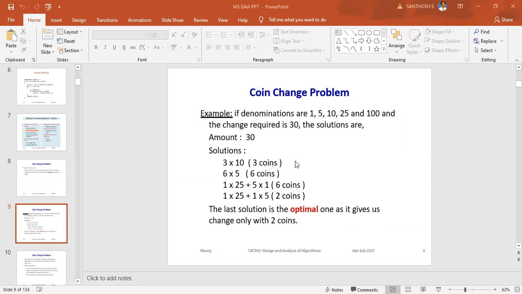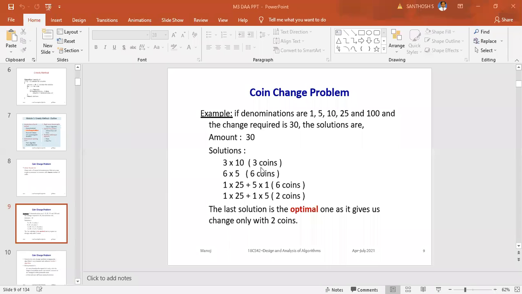So subset 1 is 3 coins, subset 2 is 6 coins, subset 3 is 6 coins, or you can also go with one 5 rupee coin and one 25 rupee coin. How many coins are you going to use? 25 rupees, 1 coin, and 5 rupees, 1 coin. So 1 plus 1 is 2 coins. In all the cases, which is the optimal one?